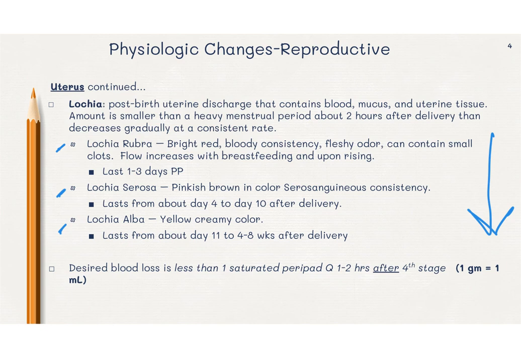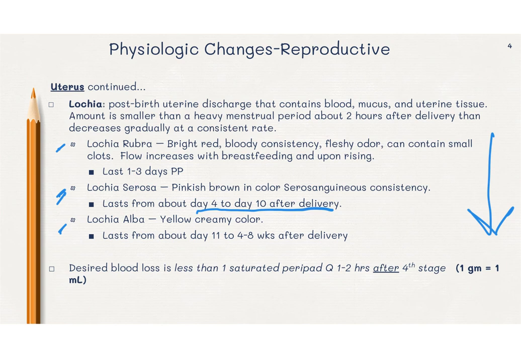So the next stage here is lochia serosa, which, as you can see, lasts from day 4 to day 10, right? So now these patients are at home. But what they can expect when you get into this stage where you have lochia serosa is that the vaginal bleeding is more of a brownish color, okay? And it's going to be quite a bit less.